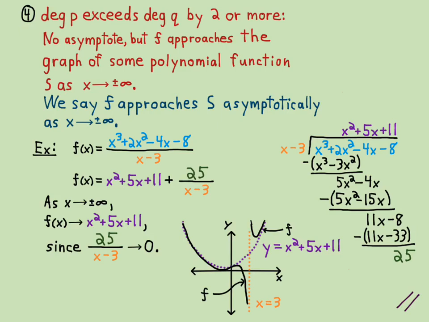See? So it's useful. I think on most of the problems on the homework, it just says you would just put no asymptote. But I think this is useful to know because it tells you what the shape is as you get away from the origin. As you get away from the origin, it's really shaped just like y equals x squared plus 5x plus 11.